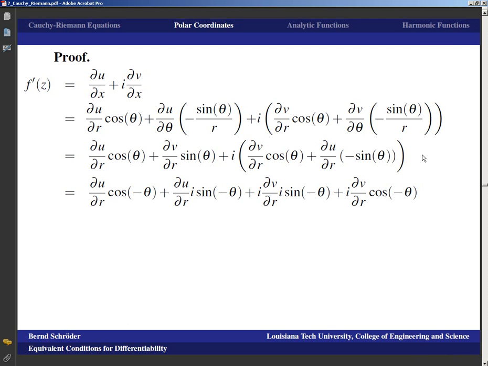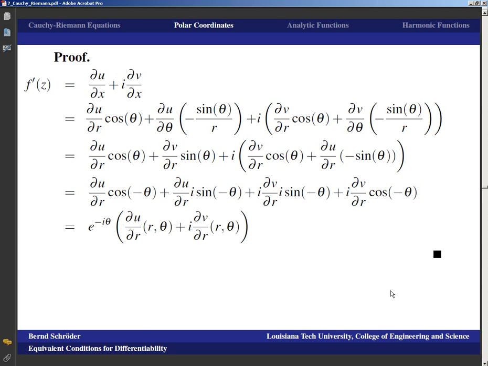Let's see. We had just verified that we can go from this third line to this fourth line, and we can see the light at the end of the tunnel here because we can factor out the du dr and the dv dr. On account of this i and this i, here we're actually going to factor out an i dv dr. And if we notice, what's left is cosine negative theta plus i sine negative theta, so what we factor out actually is an e to the negative i theta, and we have the du dr and the i dv dr here. And that was the formula that we claimed.